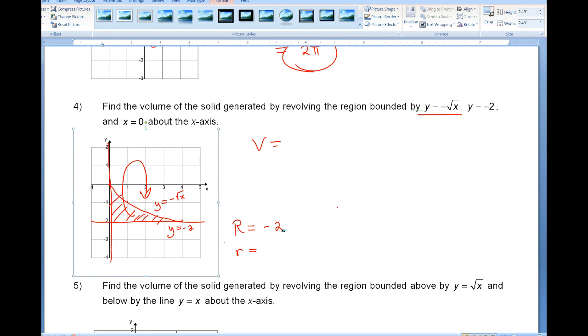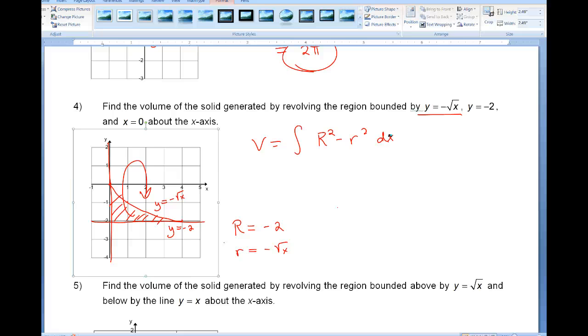It's further away from the x-axis. And then this is going to be negative root x. How do we know that x equals 0? It's this whole region that is rotated about the x-axis. So the outer curve, or the one that's further away from the x-axis, that's big R. The one closer to the x-axis, that's little r.